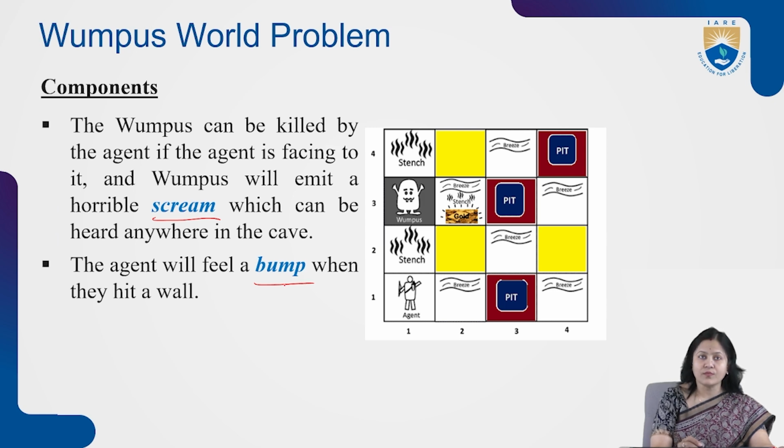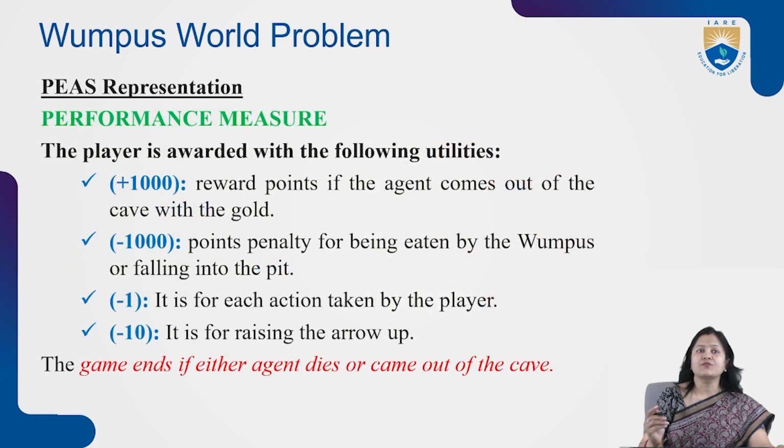So this is also one of the components. So this is all about the components of the Wumpus World problem. Next, we will discuss the PEAS representation, which is the framework representation for any AI problem. P stands for performance, E stands for environment, A stands for actuators, and S stands for sensors. All these representations we should know before solving the problem.